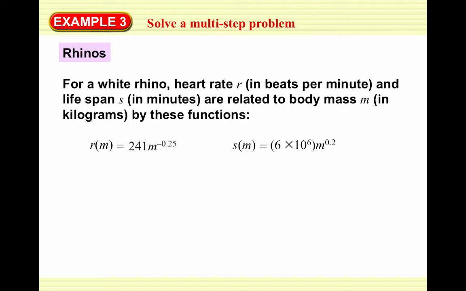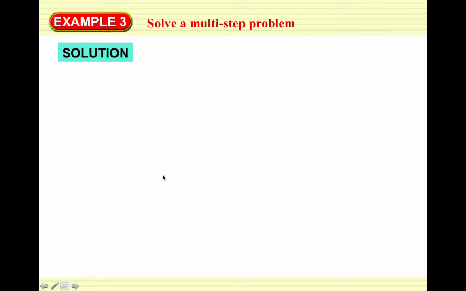S of M, so lifespan as a function of mass, is equal to 6 times 10 to the 6th M to the 0.2 power. All right, so we want to find R of M times S of M. So we're going to take and replace the function names with the function rules. And then we're going to explain what it means.